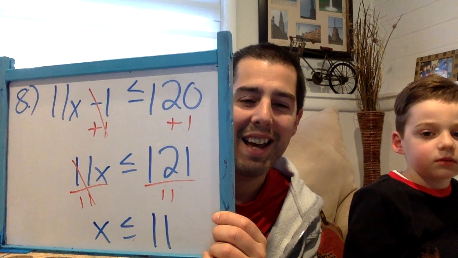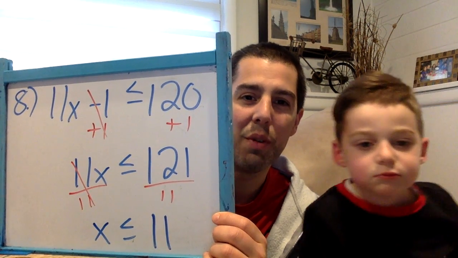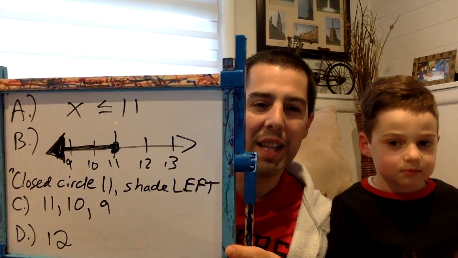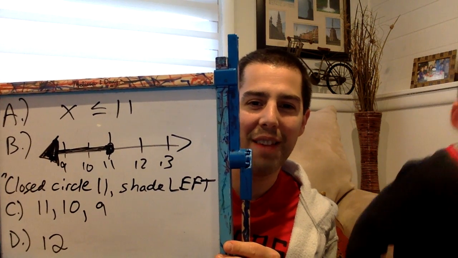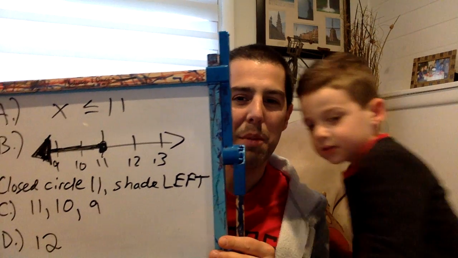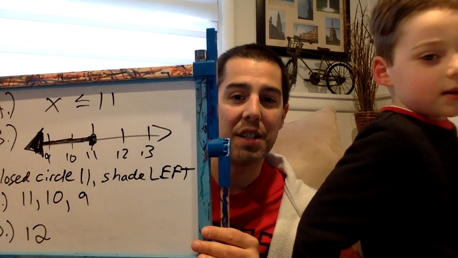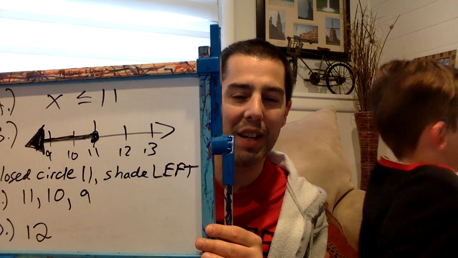Number 8, x is less than or equal to 11. If x is less than or equal to 11, that means you make a closed circle at the 11 and shade left. Possible solutions would be 11, 10, or 9. A solution that would not work for this inequality is 12.